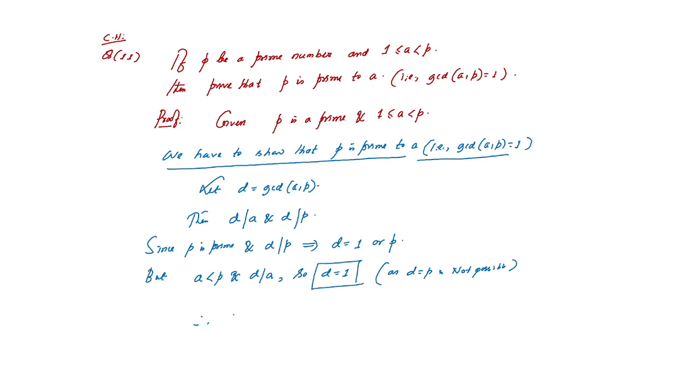So D is basically GCD of A and P. So what we have proved is GCD of A and P equals 1. So this is basically for a 2 marks question.